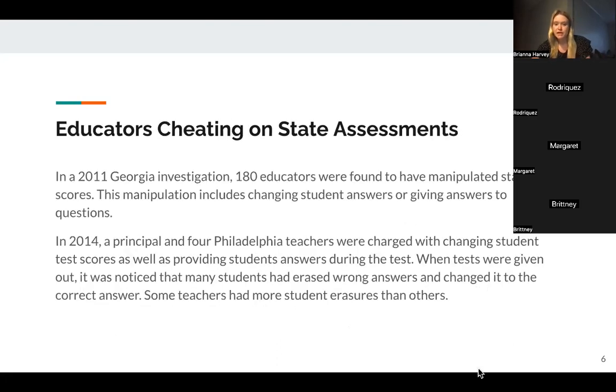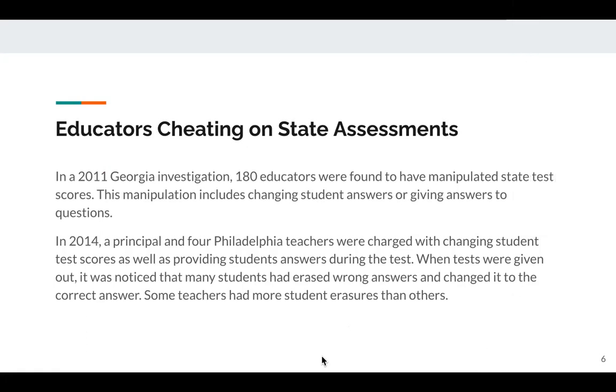Okay, so in terms of state assessments, in a recent investigation in Georgia in 2011, 180 educators were found to have manipulated state test scores. They would change answers or even give answers to students during the tests. In 2014 in Philadelphia, teachers were charged, as well as the principal, with providing answers to students during the tests.